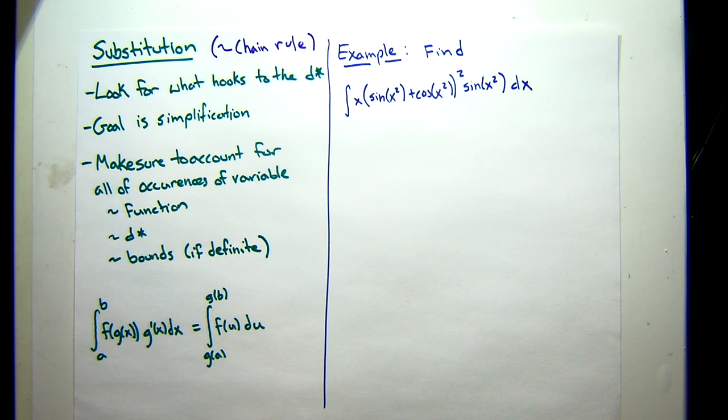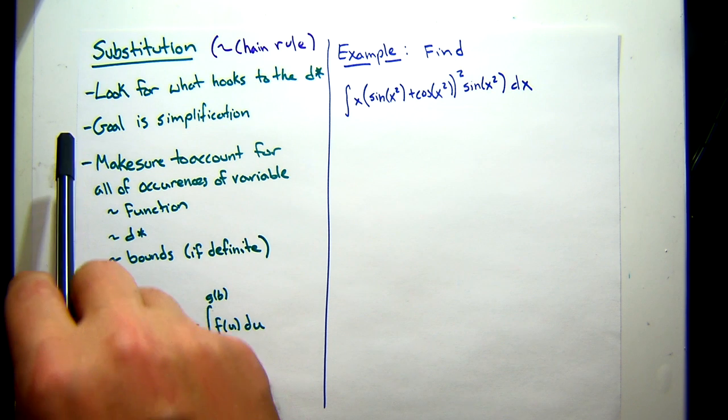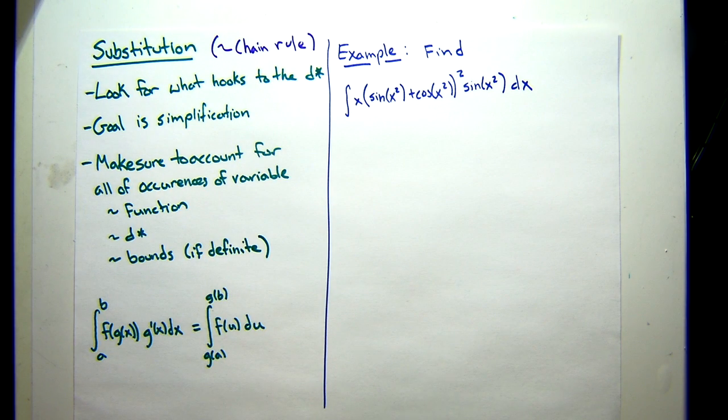Now, how do you know what to substitute? There's one piece of advice here. I want to point out that there are 2 ways to look for your substitution. So one way that we write the chain rule is as down here: the integral from a to b of f of g of x, g prime of x dx equals the integral from g of a to g of b, f of u du.